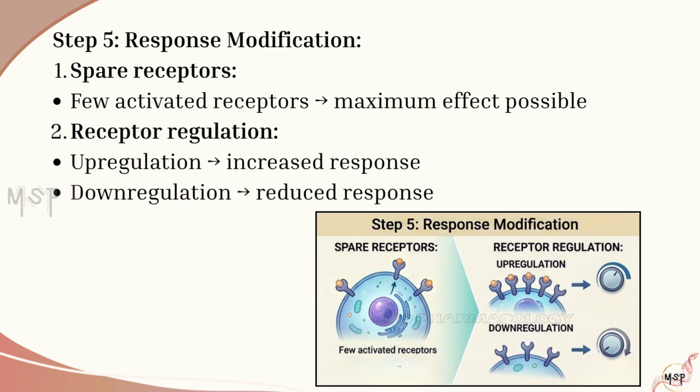Step 5. The final response is modified by the body. First, spare receptors. Even a small number of activated receptors can produce a maximum effect. Second, receptor regulation. The body can increase receptors: stronger response. Decrease receptors: reduced response.